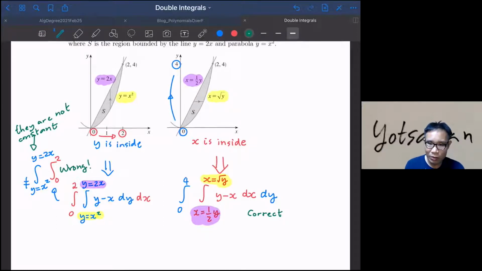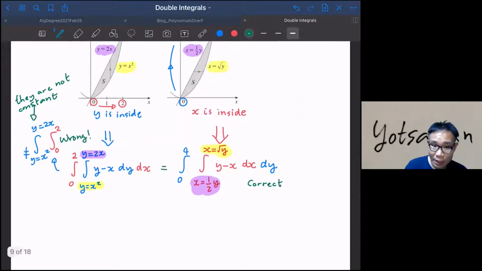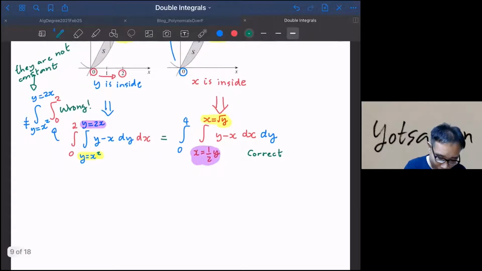You have to rewrite the picture and have x equal to, going from the left to the right, and you'll be able to have the correct one. I will try to evaluate both of these integrals in order to see whether they are the same. They must be the same. So we're going to show that these two are the same by evaluating them.